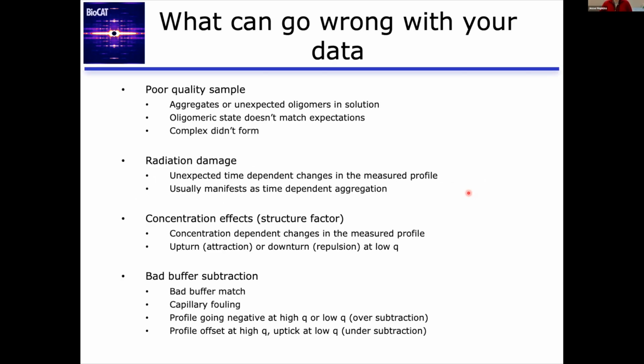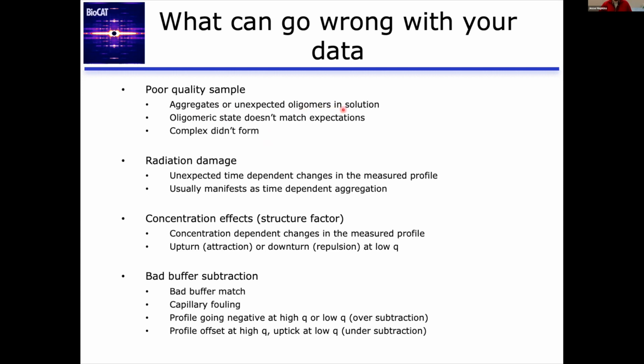There are a number of things that can go wrong with your data, and it's important to be able to recognize what those are and how they show up in the profile so that you avoid analyzing something that isn't what you think it is. The first of these is a catch-all, and I'm going to call it poor quality sample. This feeds into what Kushal was talking about in his talk. Knowing and ensuring that you have good sample going into the X-ray beam is very important. If you have aggregates or unexpected oligomers in solution, that will throw off your analysis in ways that I'll show in the next slide.